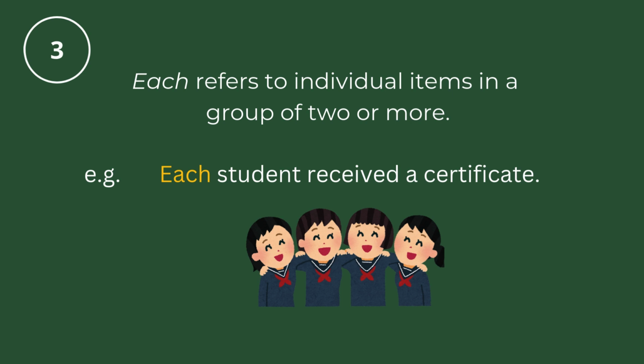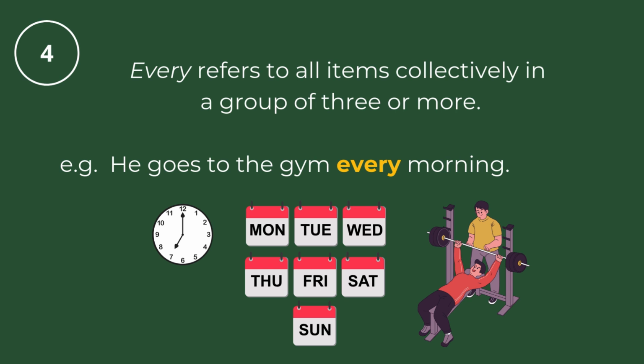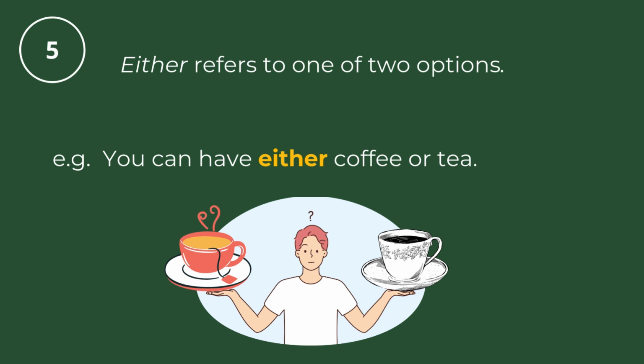3. Each refers to individual items in a group of 2 or more. Example, each student received a certificate. 4. Every refers to all items collectively in a group of 3 or more. Example, he goes to the gym every morning. 5. Either refers to one of 2 options. Example, you can have either coffee or tea.